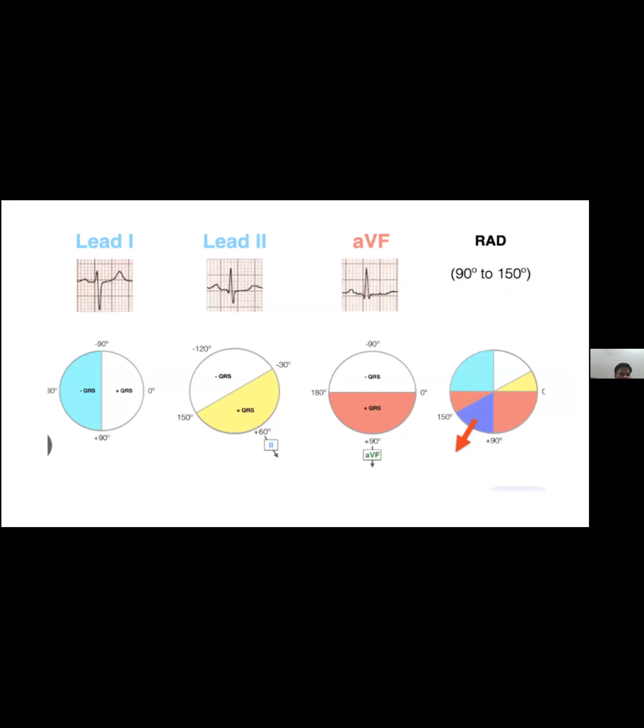See this ECG here. Here lead 1 is negative. It means it is going away from lead 1. So lead 1 positivity is on this side. Away from lead 1 means negative, so it is going in this direction, this half. Lead 2 is positive, so it is in this positive half. AVF is positive. Putting all these forces together, we understand it is going towards plus 90 to plus 150.